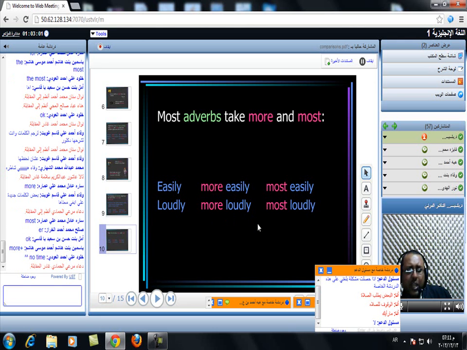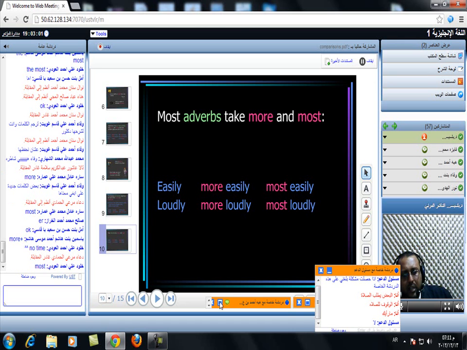Now most adverbs take more and most. Like what? Like easily, more easily. Loudly, more loudly. What about the superlative form? So more easily in the comparative form, the most easily in the superlative form, more loudly, the most loudly.